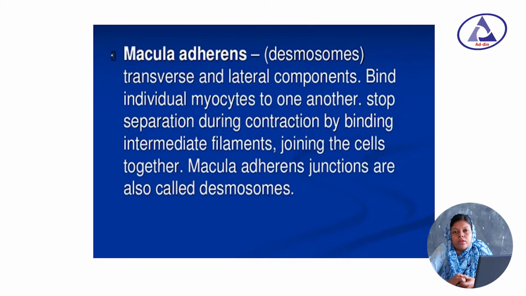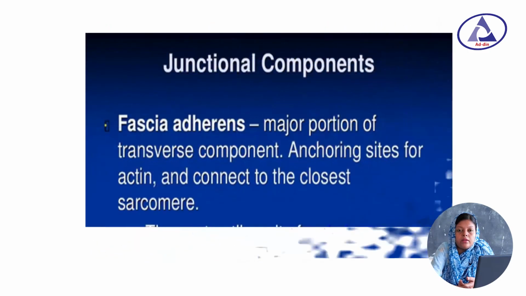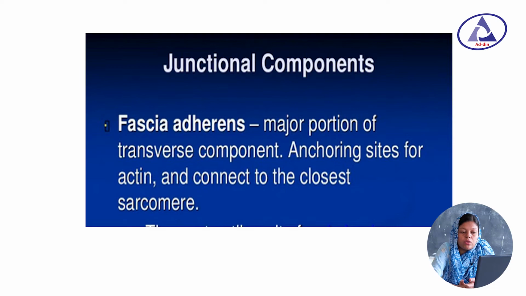That means it keeps the fibers continuous with one another during contraction. So, when the contraction of the heart occurs, it acts in the force of contraction. That means it binds the fibers by intermediate filaments. There is another junctional complex called fascia adherens. It is also present in the transverse region. It binds the fibers by actin filaments, so during contraction it acts as a contractile process.